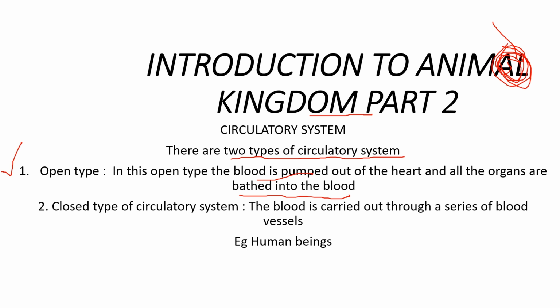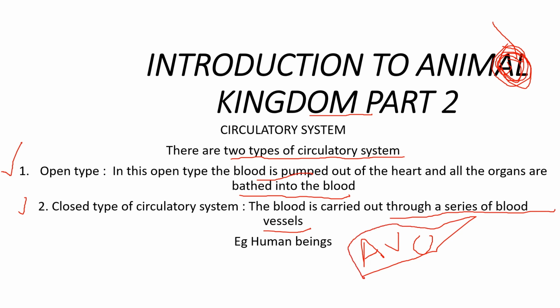Now the next one is closed type of circulatory system. Here the blood is carried through a series of vessels. This is the key word here. So what are the series of vessels here? It is nothing but arteries, veins and capillaries, right? So the blood is carried through the series of vessels: arteries, veins and capillaries. These are the series of blood vessels we have. So blood is carried by these series of blood vessels. So that is meant by closed type of circulatory system.